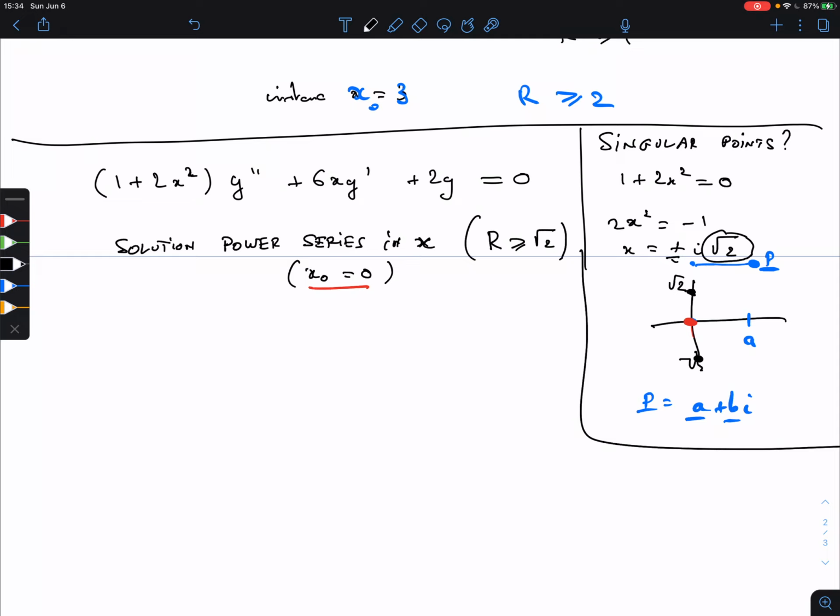Okay, but all this is not important. Here is now where it works. So we're looking for a solution as a power series in x. So we write the power series.